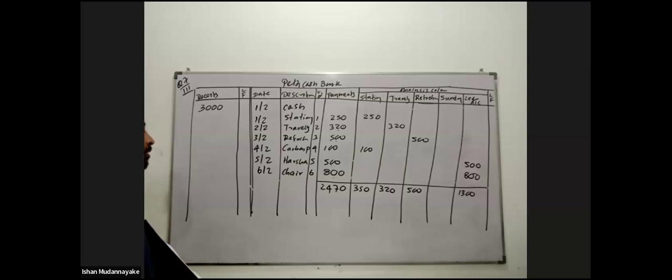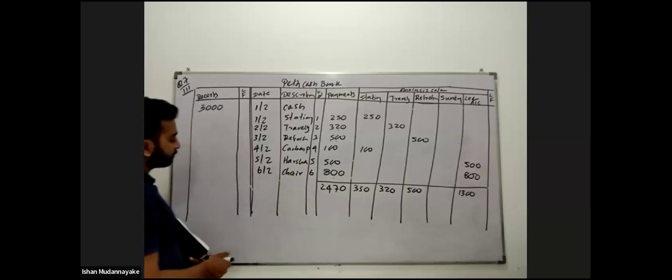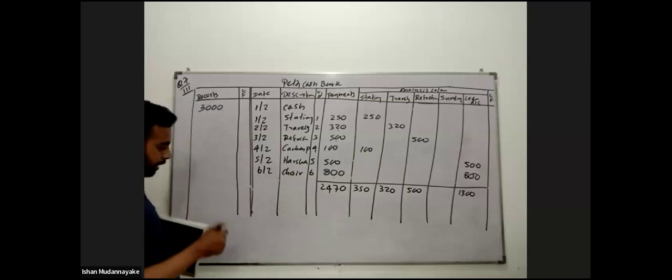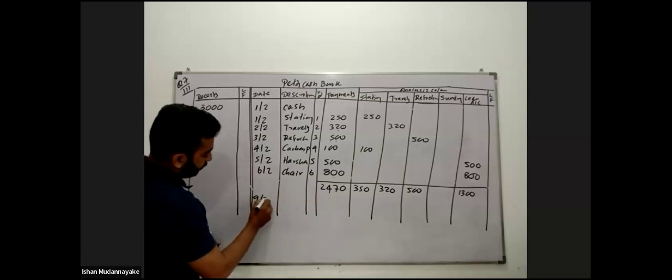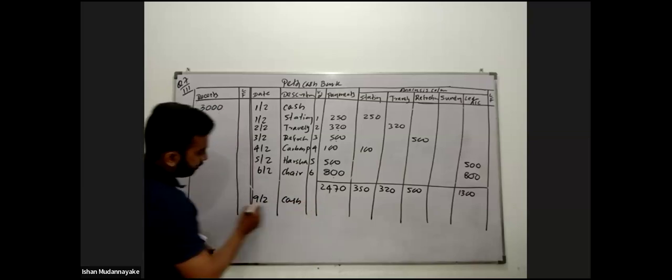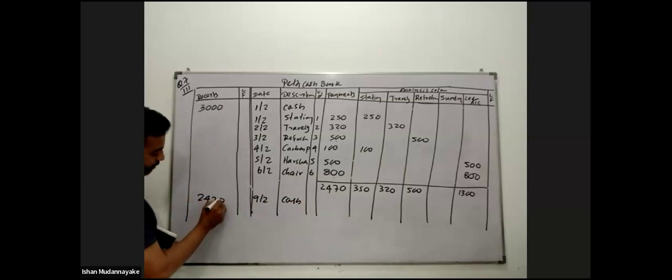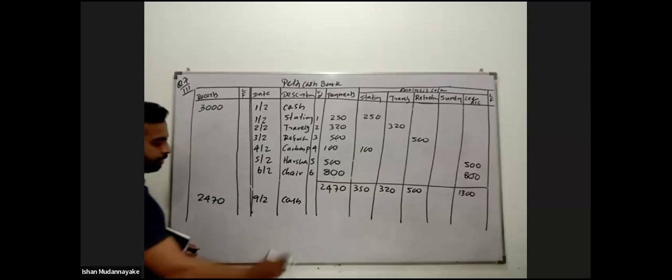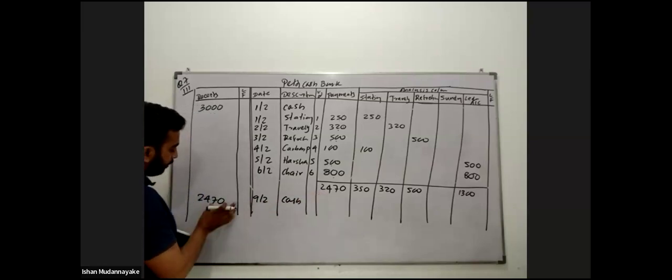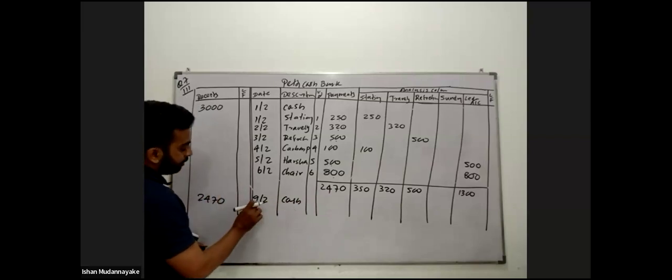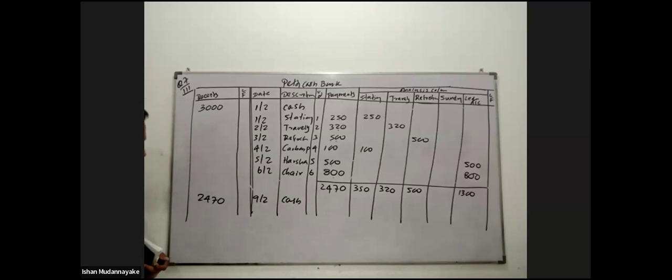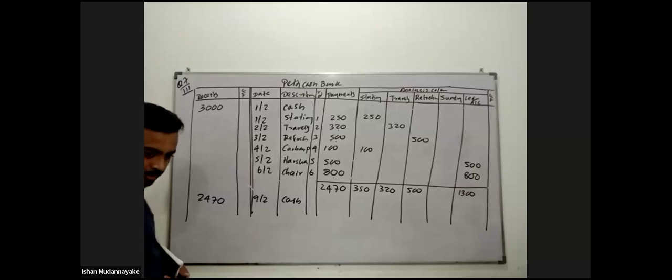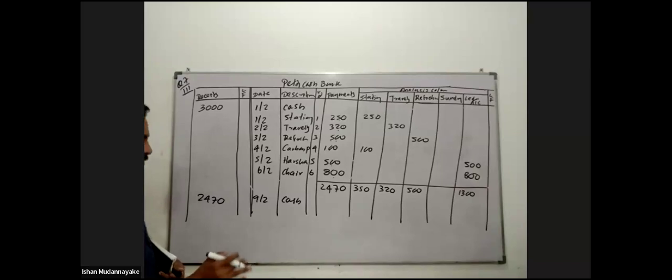For this reimbursement, write down here 9 February, cash 2,470. This total payment is reimbursed by the main cashier, so cash 9 February 2,470. Before going to the next month, during the month, the main cashier reimburses the petty cash amount 2,470.